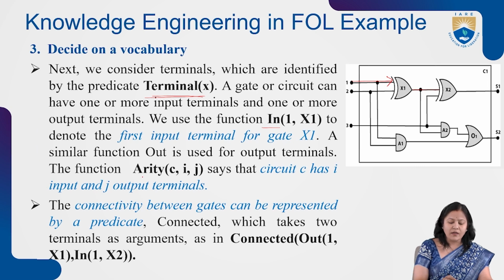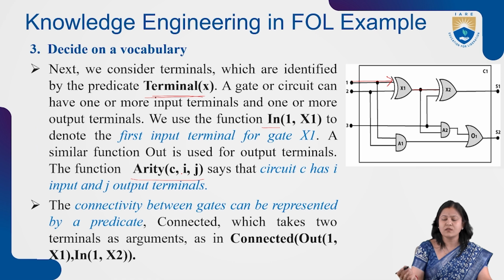Now another function we have used is arity. ARITY. Arity within brackets C comma I comma J. C stands for the circuit. Anyway, you can write C1 for our given circuit. C is, in general, a circuit which accepts I inputs and provides J outputs. So for our diagram, what can we write? Arity, ARITY, arity C1.